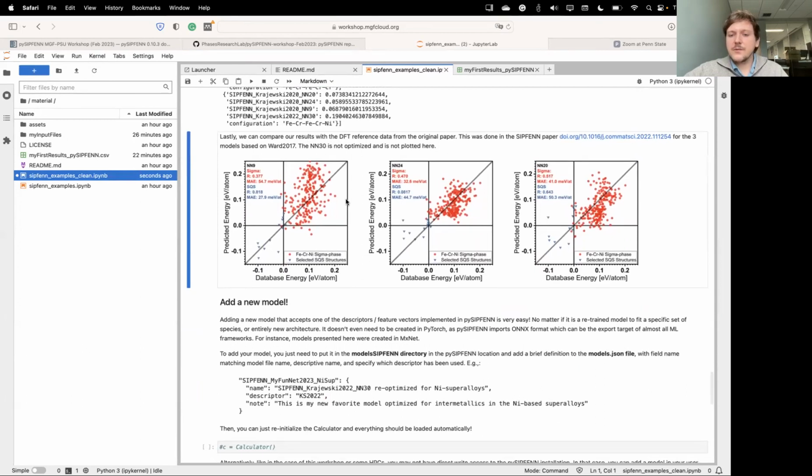And lastly, we can look at the DFT comparison. So in the case of sigma phase and looking at the sublattice occupancy, the critical feature that we are most interested in is the Pearson correlation, or R value. How well do we order these sublattice occupancies so that we can compare which one of them is more preferable than the other. And we can see that with the neural network 9, we are having R value of 0.377.